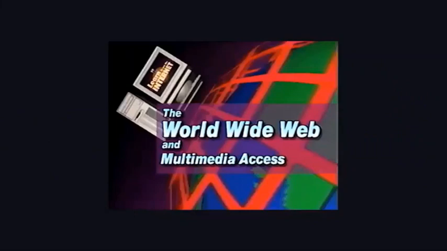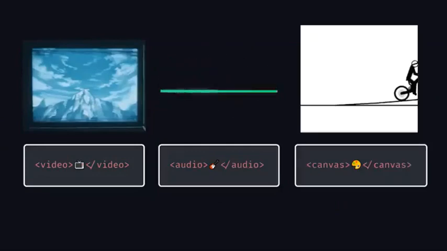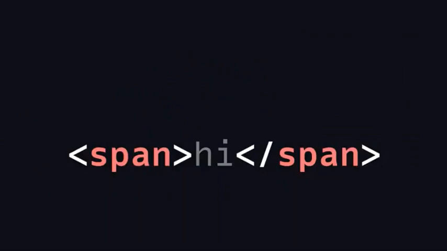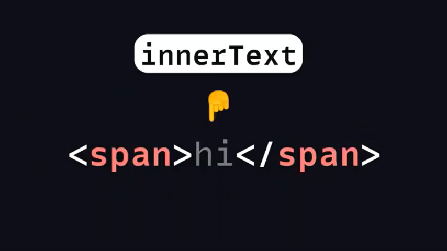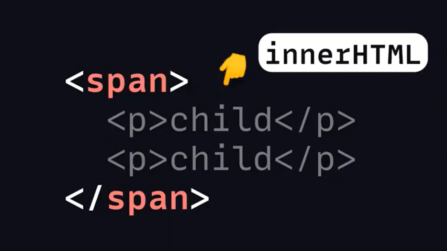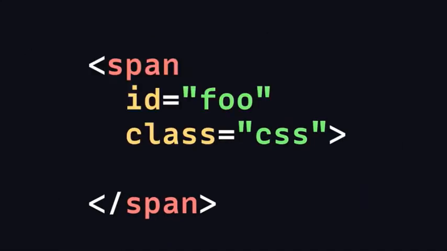Modern HTML contains tags to handle a variety of different media types, like video, audio, and canvas to draw custom graphics on the fly. The typical HTML element starts with an opening and closing tag. In the middle, we have content, which might be text or additional HTML elements called children. The opening tag may also have one or more attributes, which are key value pairs that can customize the appearance or behavior of the element.